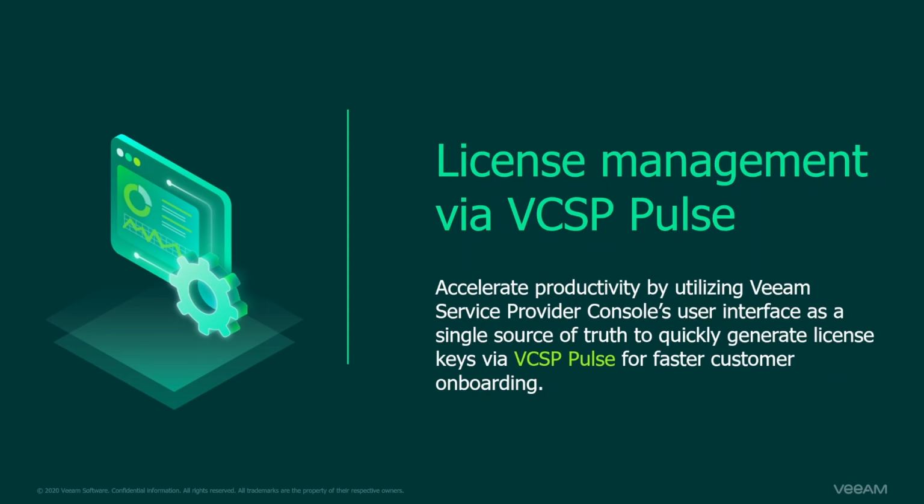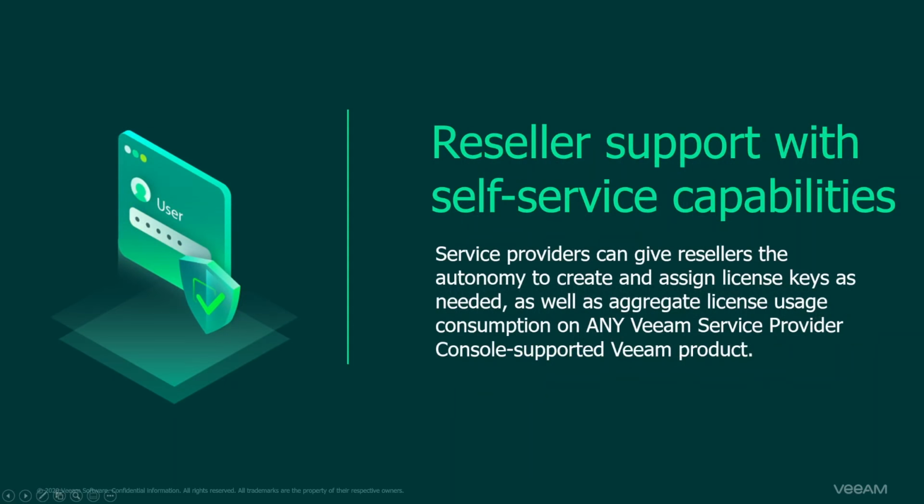Starting from the console version 6, it's now possible to perform all those tasks right in the console UI. All you need to do is to open Configuration, Plugins, VCSP Pulse plugin, configure it, and done. Now you can do all your license management tasks right in the console UI. In addition to that, it's fully supported for reseller tier.